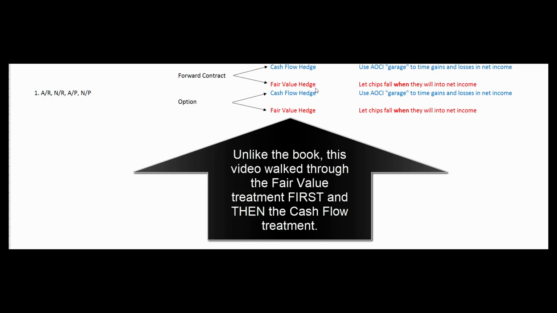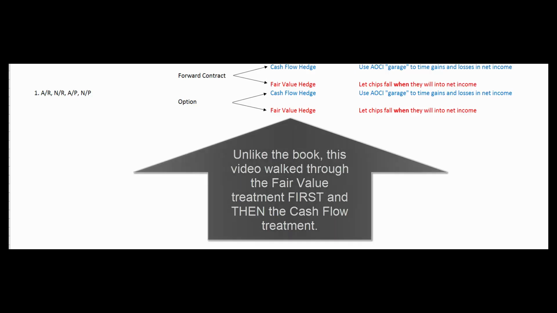The debits and credits are exactly the same as any other trading security, except we get to have a special footnote. The only problem with the fair value hedge is that the timing is going to be off. We also could use an option, buy an insurance policy like we just did for $9,000. We can treat that as a cash flow hedge or treat that as a fair value hedge.